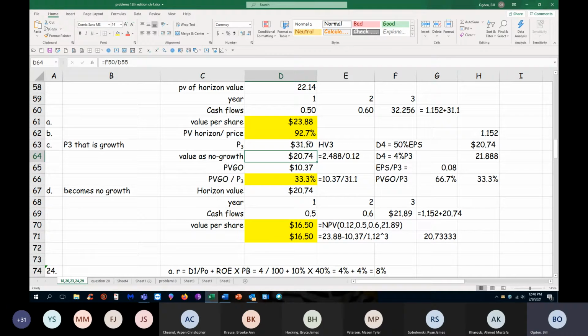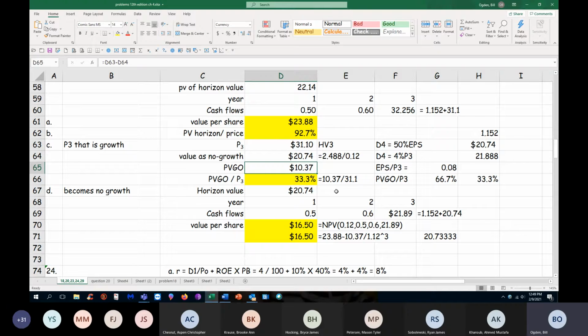And since it's worth 31.10, P3 is HV3, same thing. Then the difference is the PVGO, which is 10.37. And if you just said that, that's fine. It's about a third of the value, isn't it? But if you just said it's 10.37, we'll live real nicely with that. All right.